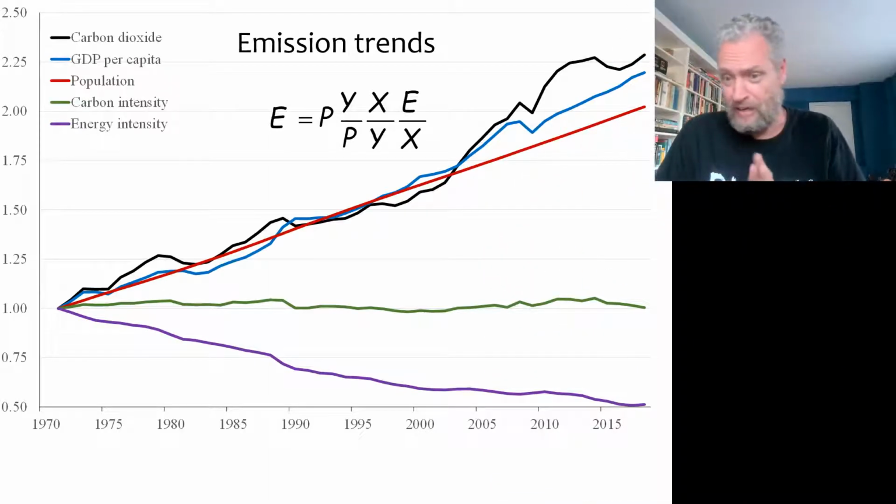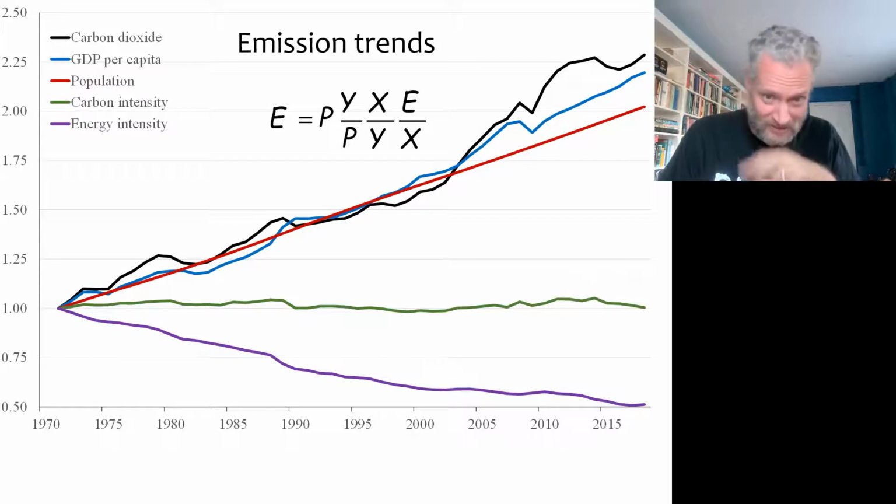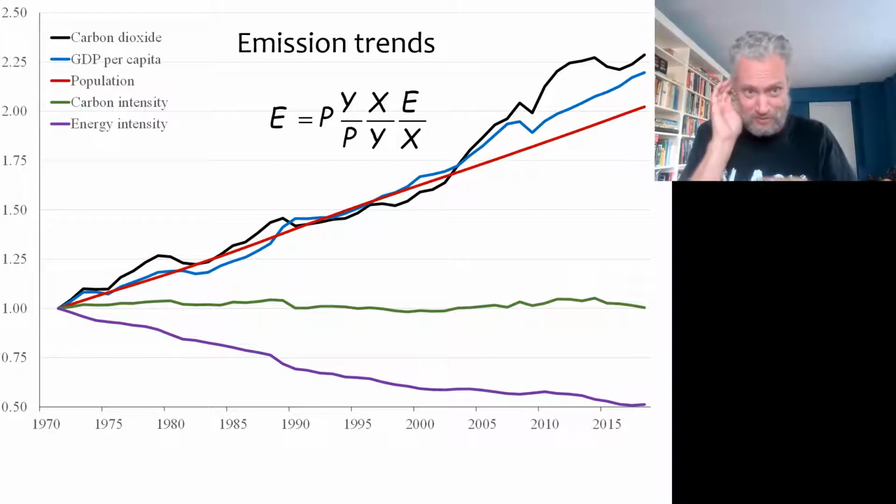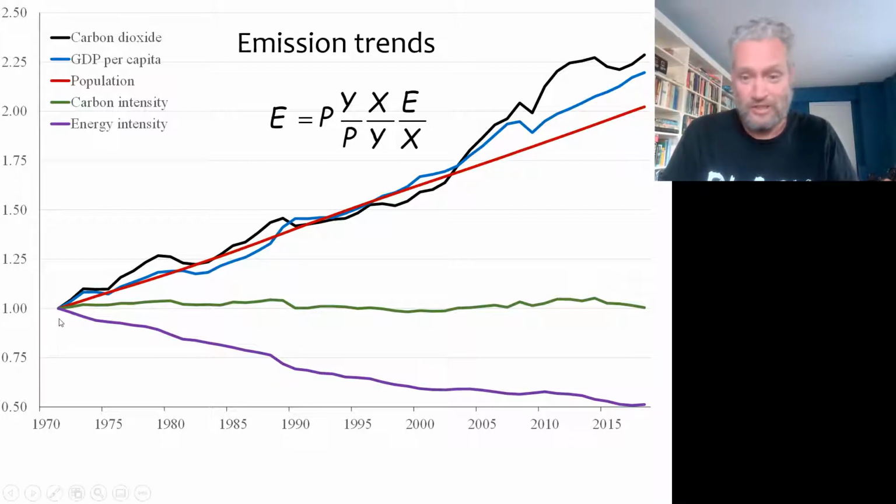What you're looking at here are total global carbon dioxide emissions from fossil fuel combustion from 1970 to the year 2018. That's the most recent year for which all data are available. And in black, you're looking at the CO2 emissions, and it's indexed so that 1970 is 1. And what you see is that over this almost 50-year period, emissions have more than doubled. They've gone up by 125%.